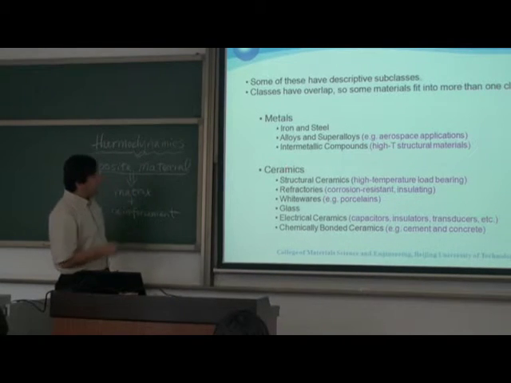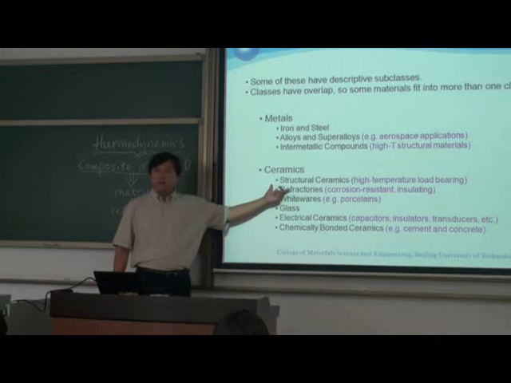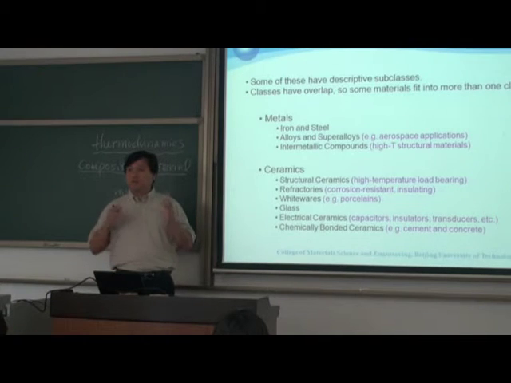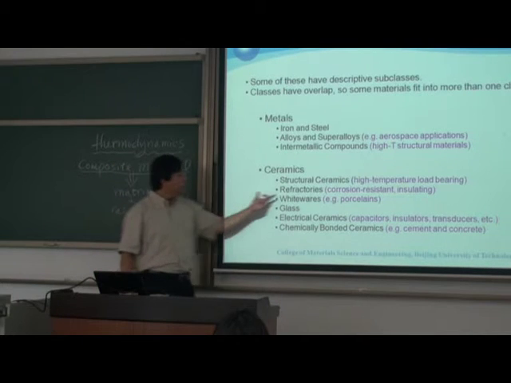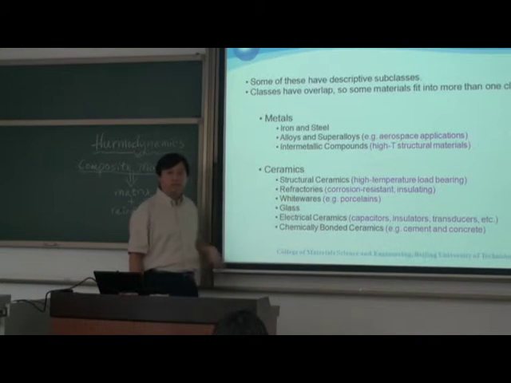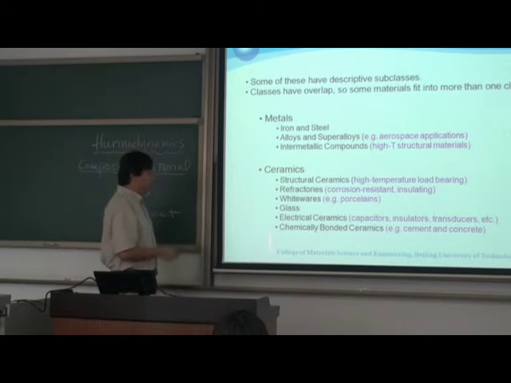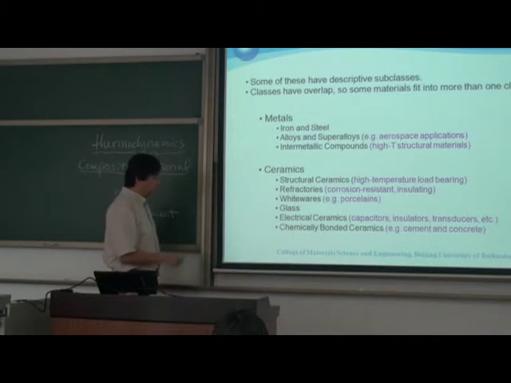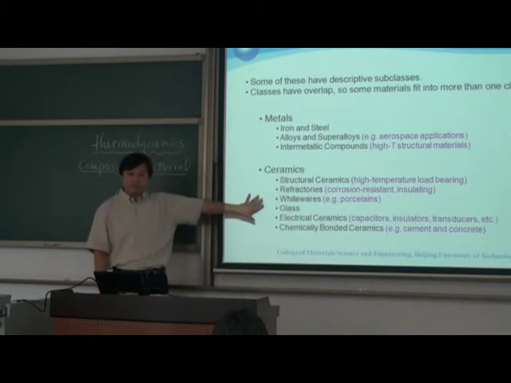Now examples for ceramics can be structural ceramics, just like the brick and the building material that you typically see. Those are ceramics. And refractories. Now what are refractories? This word looks familiar, but refractories means very high temperature material. You just cannot easily melt it. So refractories, whitewares, your porcelain, bowls or plates, glasses, electrical ceramics, and also chemically bonded ceramics. These are examples of ceramics.